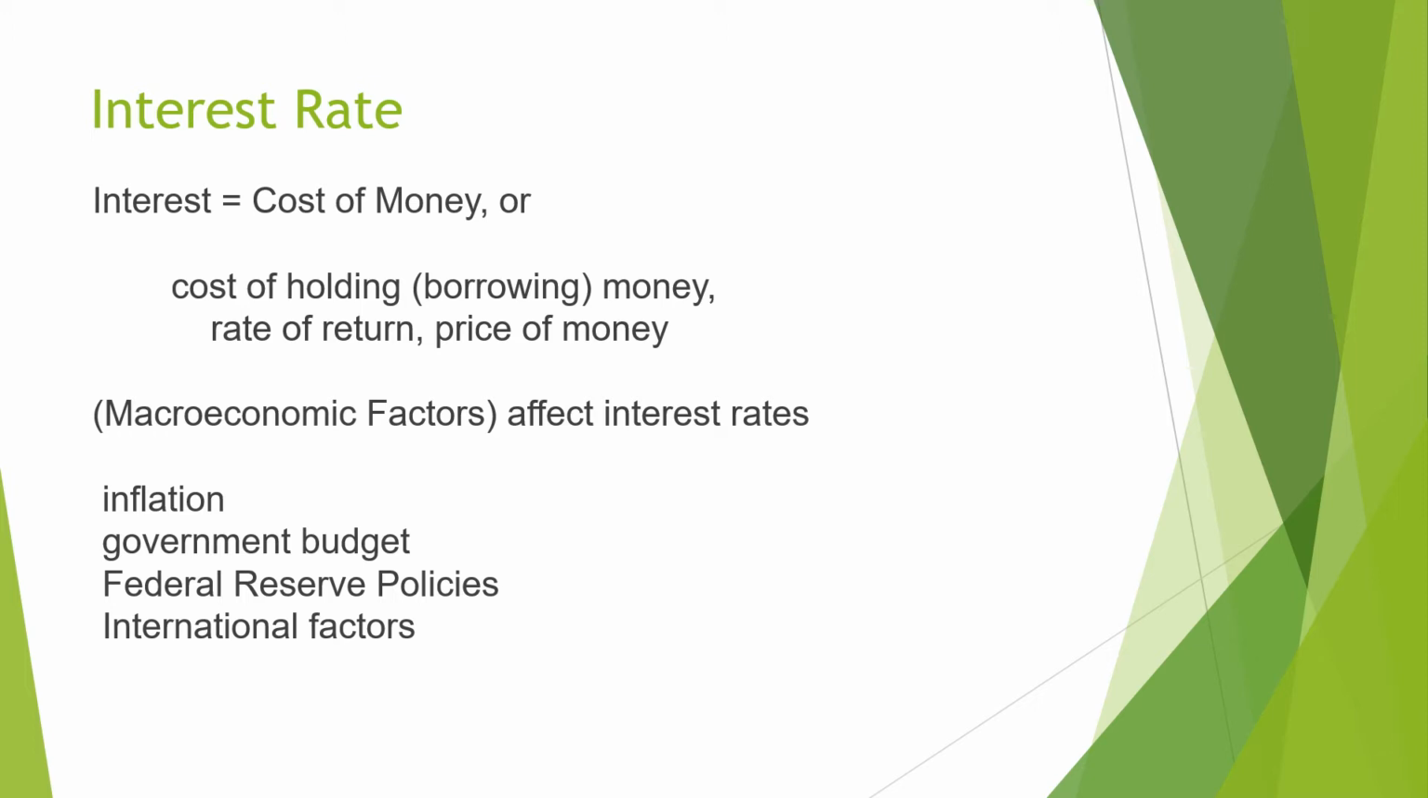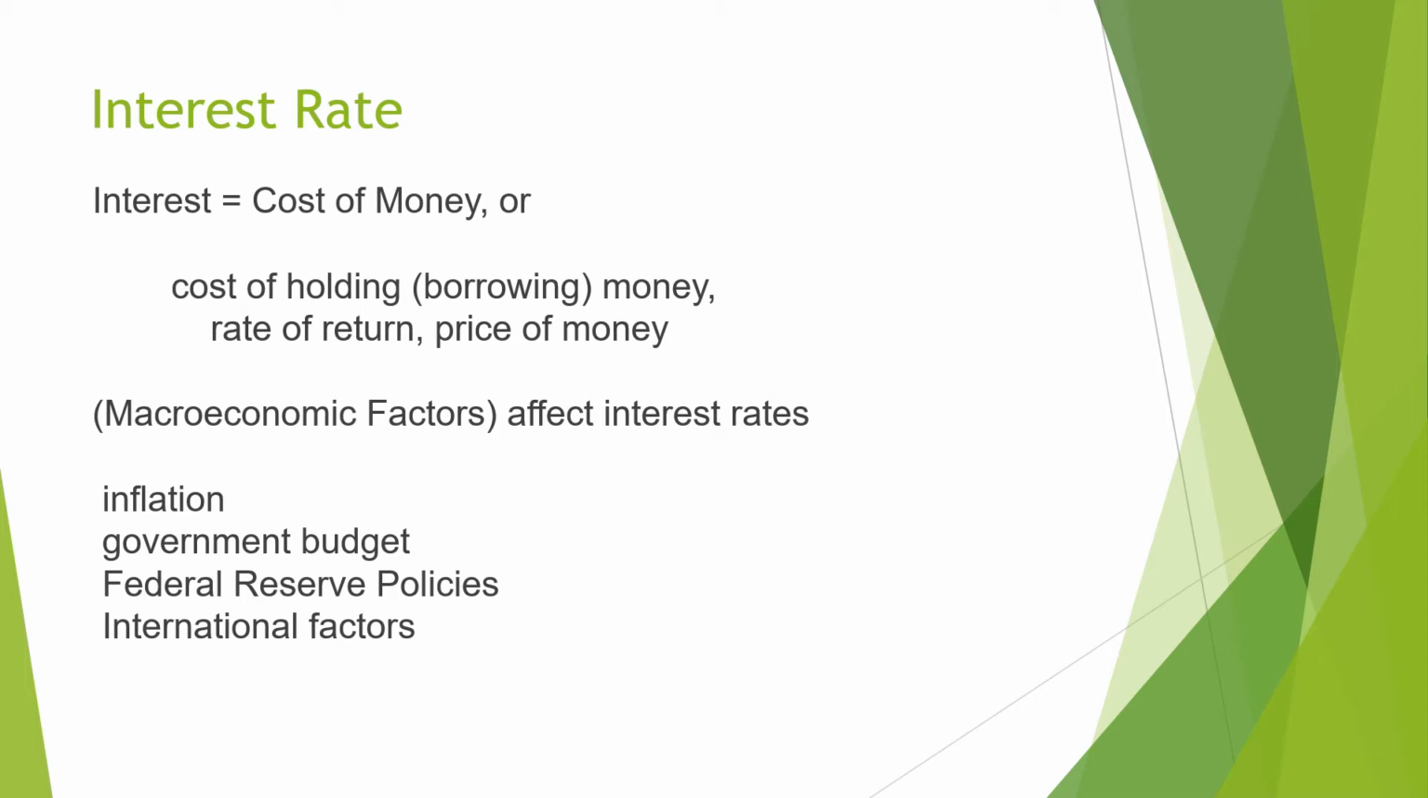When government budget is in deficit, then government needs to borrow money. If government borrows money in the finance market, then demand for money or credit goes up. So cost of borrowing money will go up. In other words, interest rate can go up.